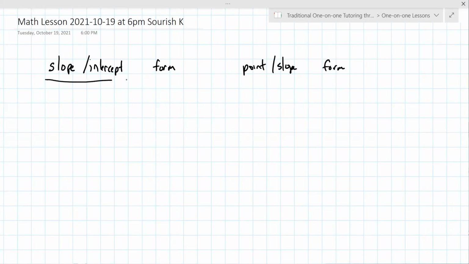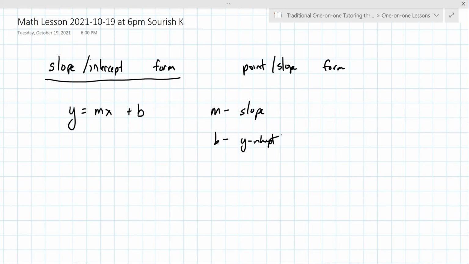We're going to look at slope-intercept form first, and that is y equals mx plus b. You probably saw that in class. You know the formula. M is the slope, and b is the y-intercept. Okay, so I'm going to first just write some equations. Y equals 2x plus 3. What is the slope and what is the b value?